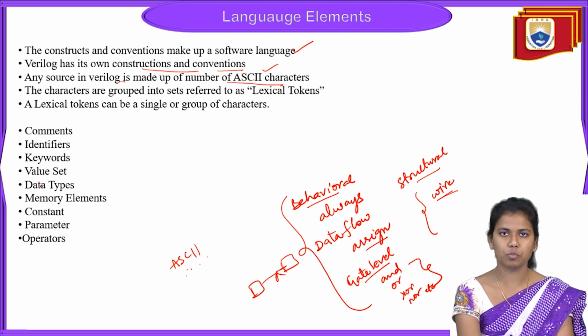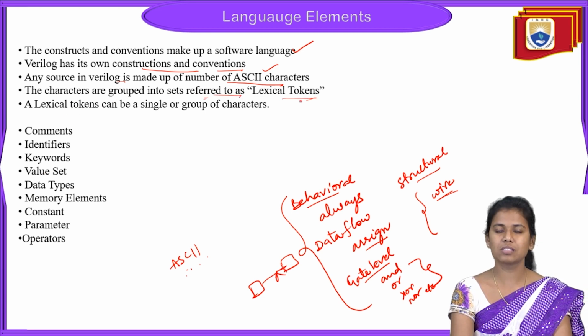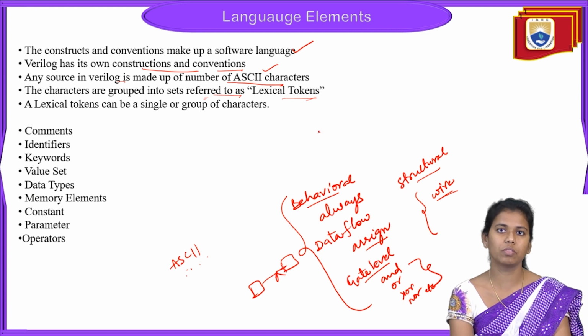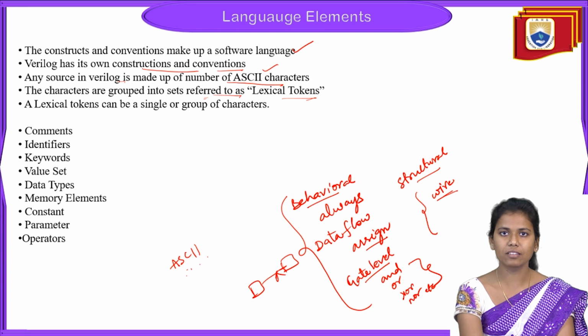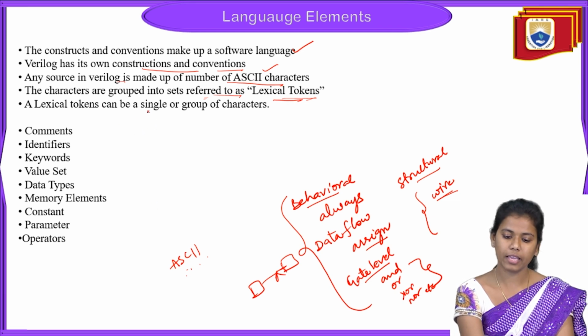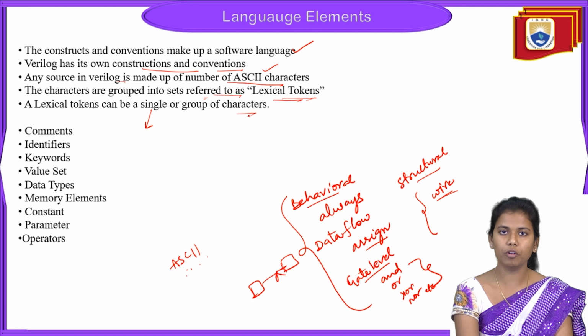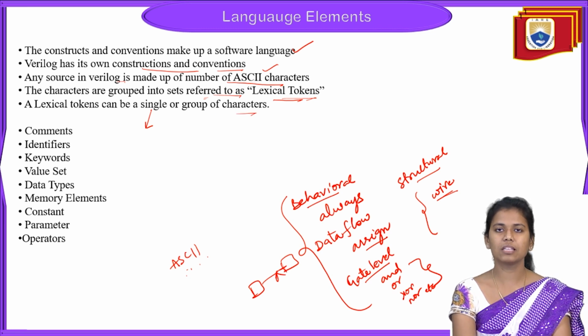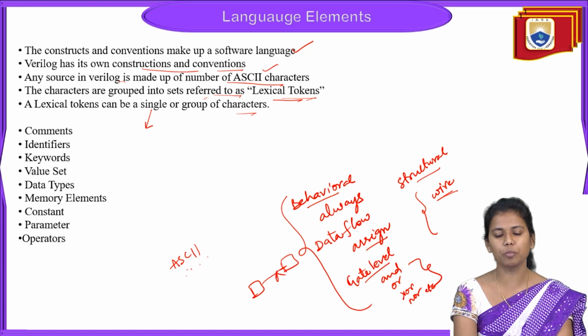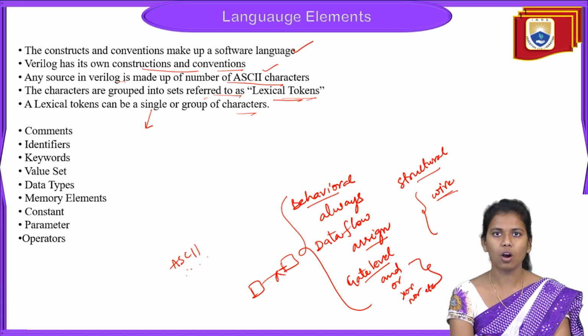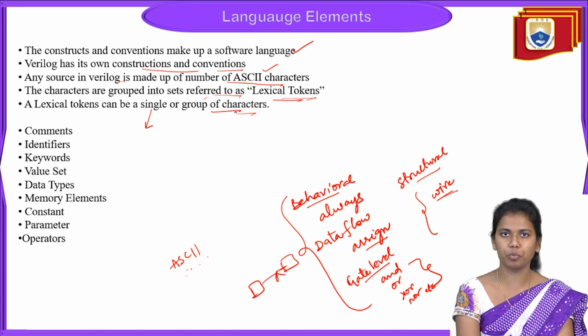Coming to the next point, the characters are grouped into sets referred to as lexical tokens. These lexical tokens we have already discussed in the previous session. Lexical tokens are categorized into 7 types. The ASCII characters are grouped into lexical tokens, and the lexical tokens can be single or they can be a group of characters.